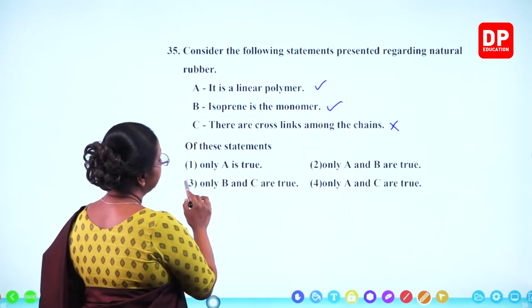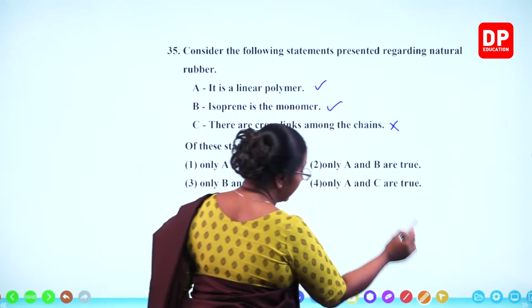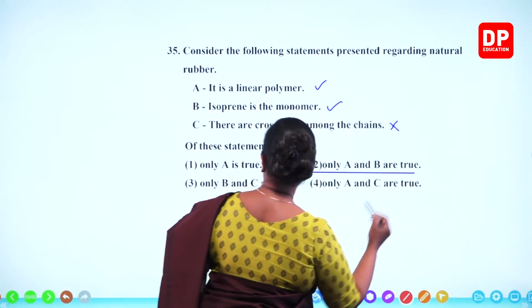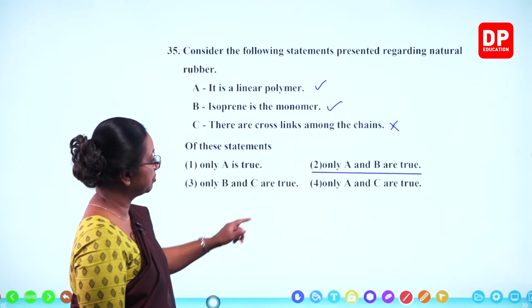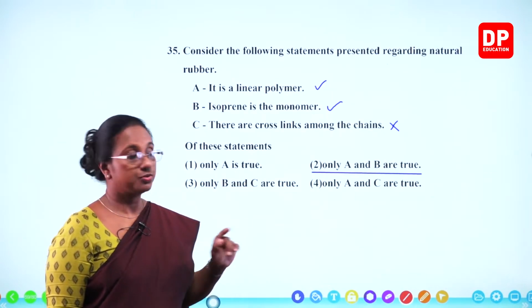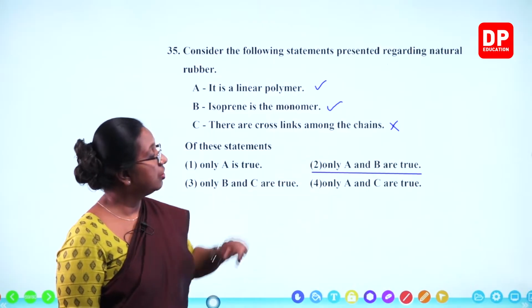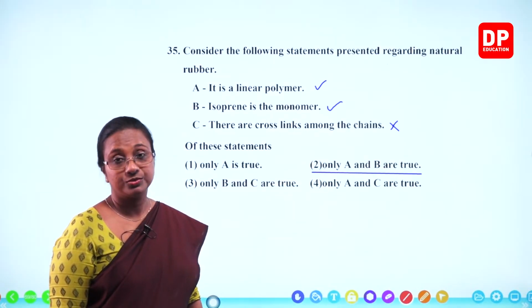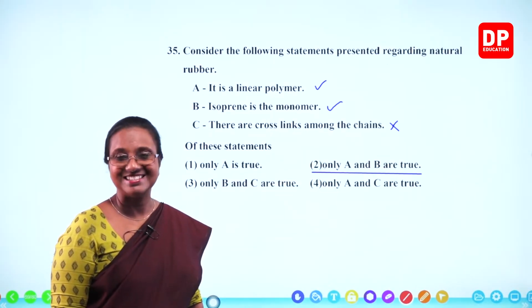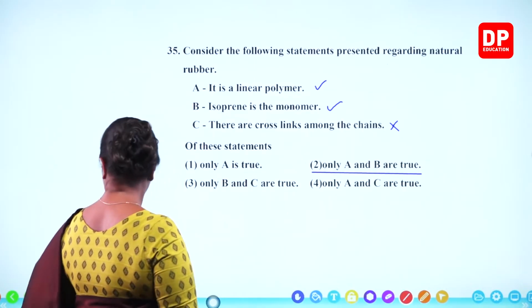So of these statements, only A is true, only A and B are true, only B and C are true, only A and C are true. So out of that, the correct one is only A and B are true. I am sure you can understand that well. With that, the next question.